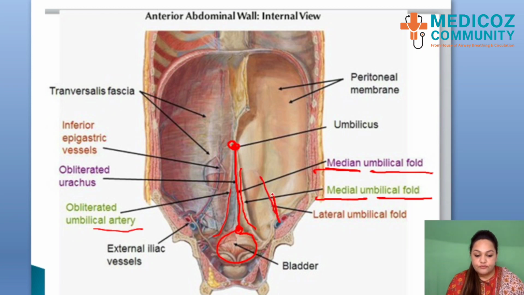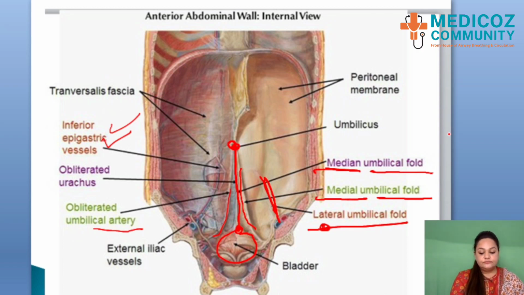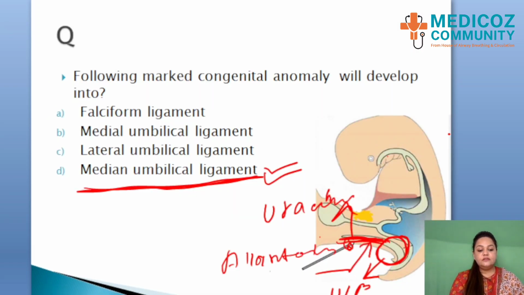Most laterally, if you go further, you will see there is another umbilical fold which is called the lateral umbilical fold, and it contains a vessel, the inferior epigastric artery. So again, the fold of peritoneum is over the inferior epigastric artery here, and that is called the lateral umbilical fold. Okay, so this is the point here. This marked area, the marked congenital anomaly which develops from it, is the median umbilical ligament, and we have discussed these two points here.